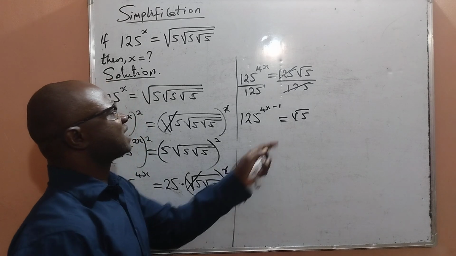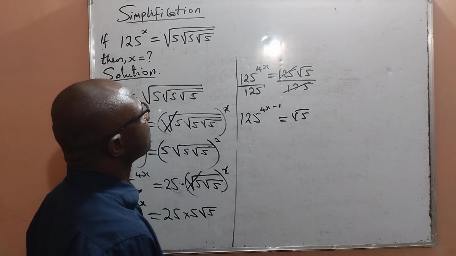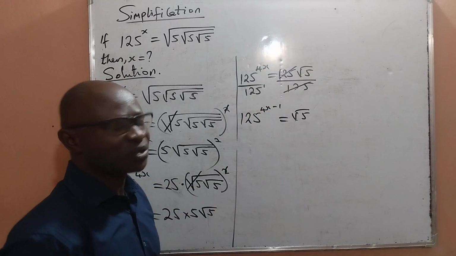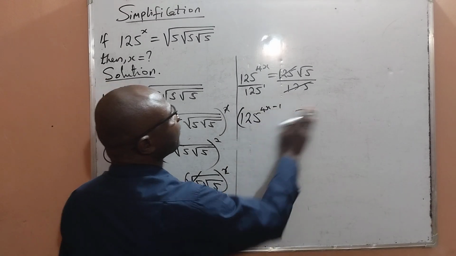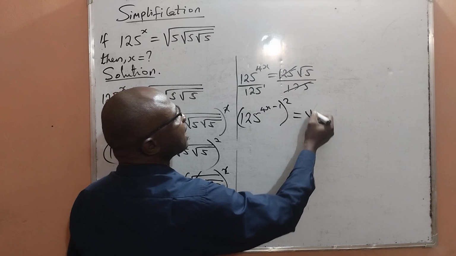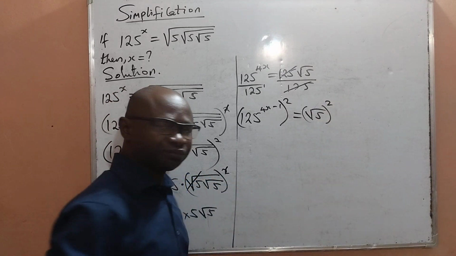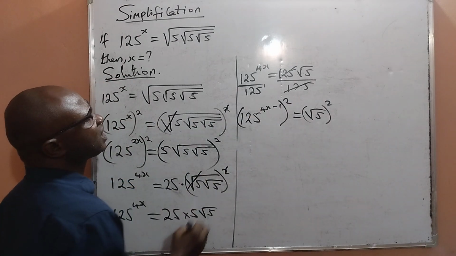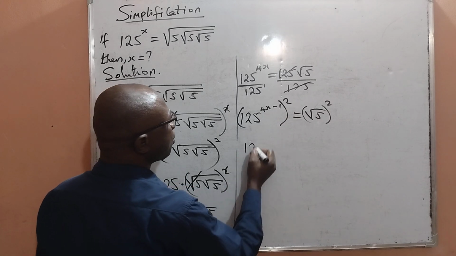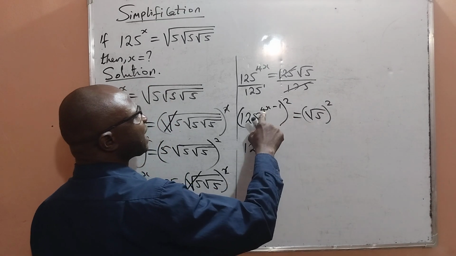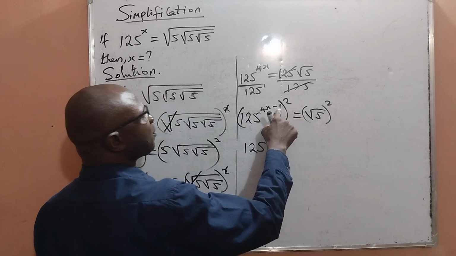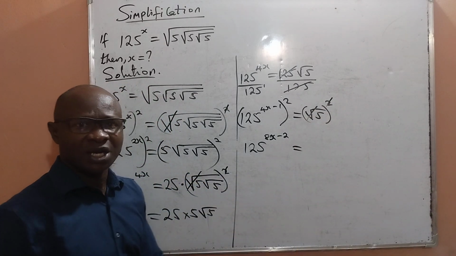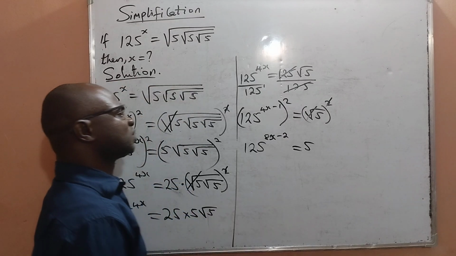At this point, I can still take power 2 to both sides, that is squaring both sides, so that I can cancel out this square root sign. If this side is raised to power 2, then root 5 also will be raised to power 2. Remember what I did before, the powers multiply, so from here I will now have 125 raised to the power of 2 multiplied by 4x to give me 8x, and then multiplied by negative 1 to give me minus 2. And from this side, power 2 will cancel out with the square root symbol, leaving me on the right hand side with just 5.